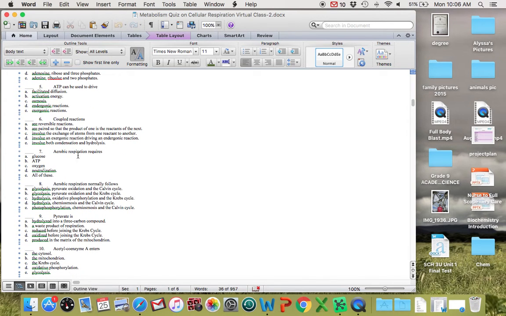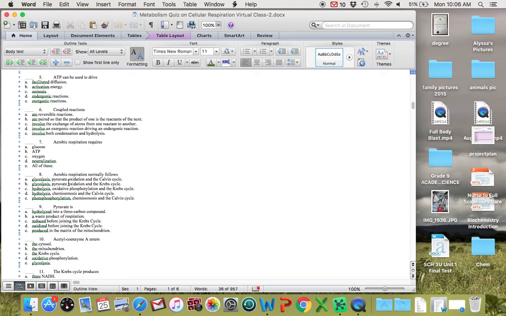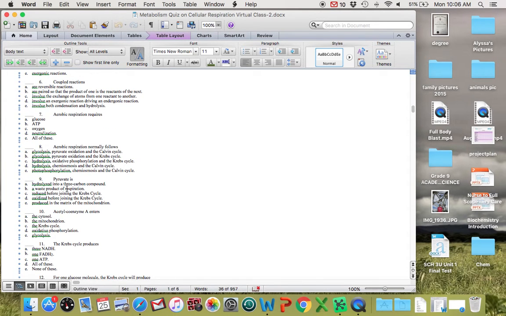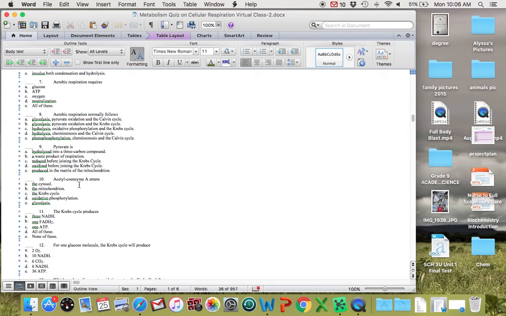Number 7, aerobic respiration requires all of these: glucose, ATP, oxygen, and neutralization. So it requires all of them. Aerobic respiration normally follows B, glycolysis, then pyruvate oxidation and the Krebs cycle. Number 9, pyruvate is oxidized before joining the Krebs cycle. We call pyruvate oxidation the name of the step before we go into the Krebs cycle. So it's oxidized.